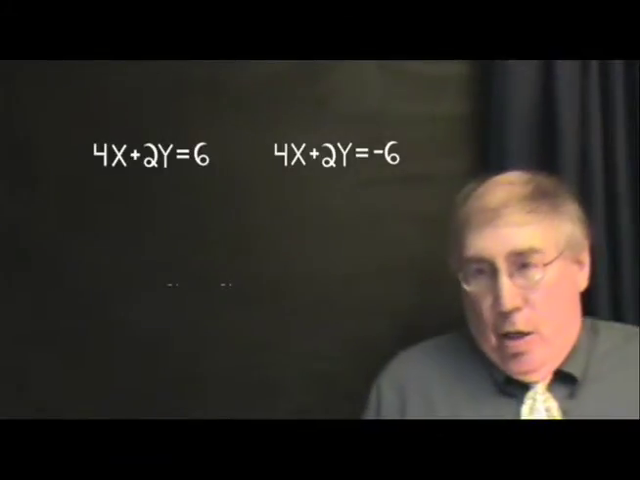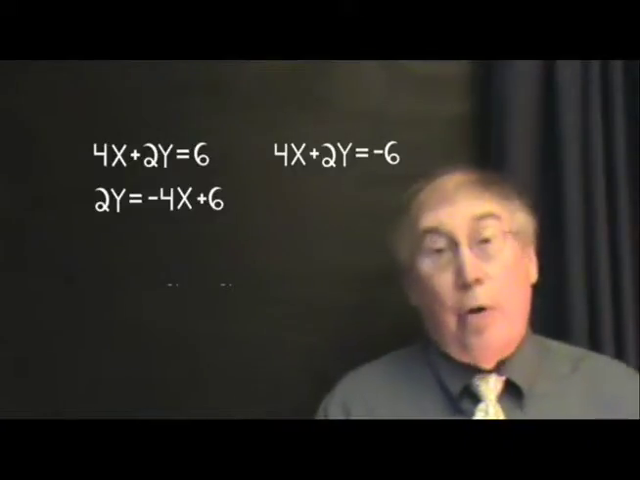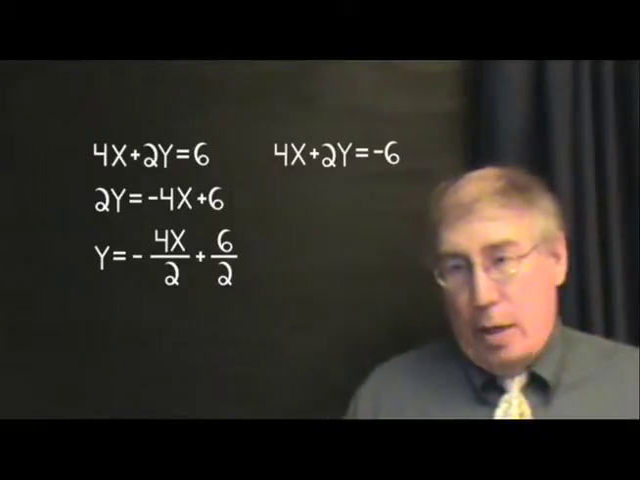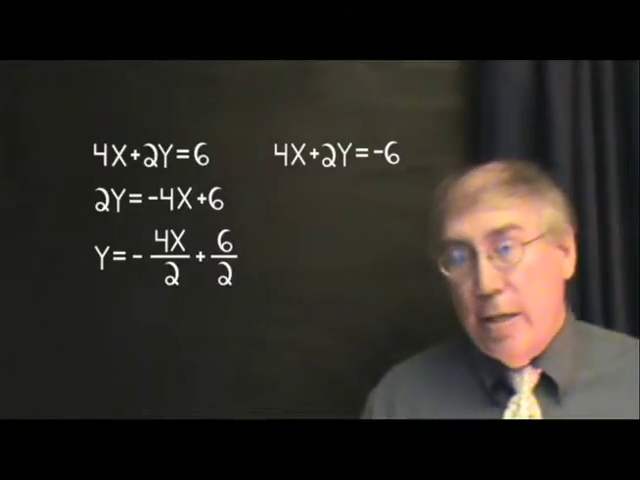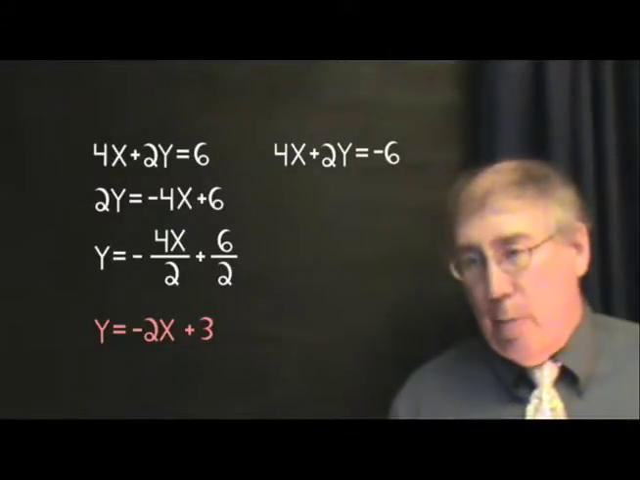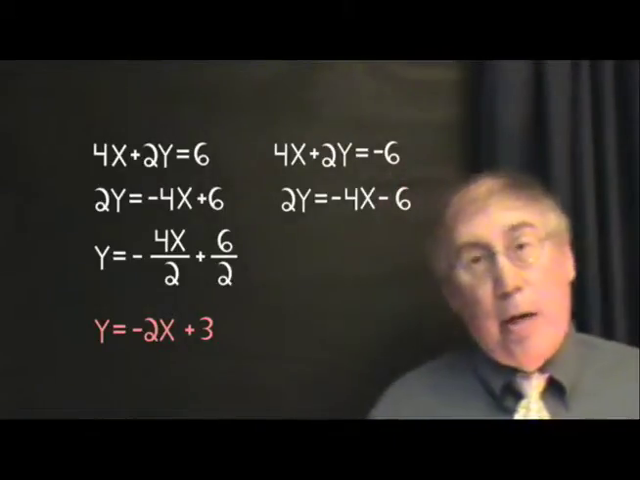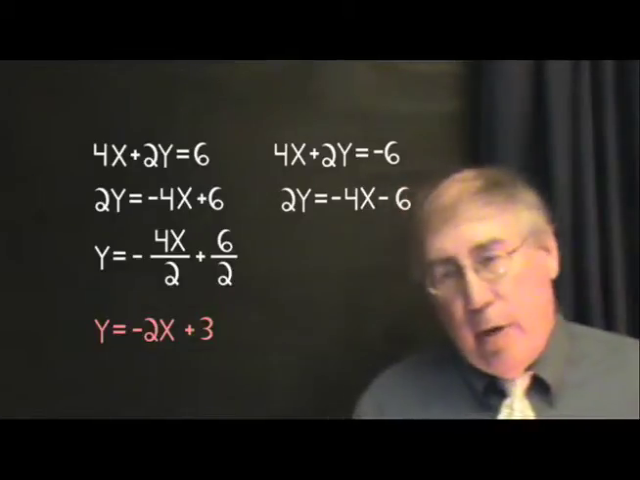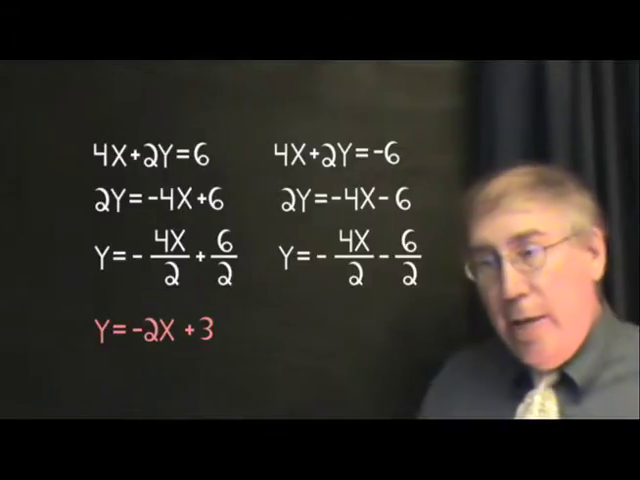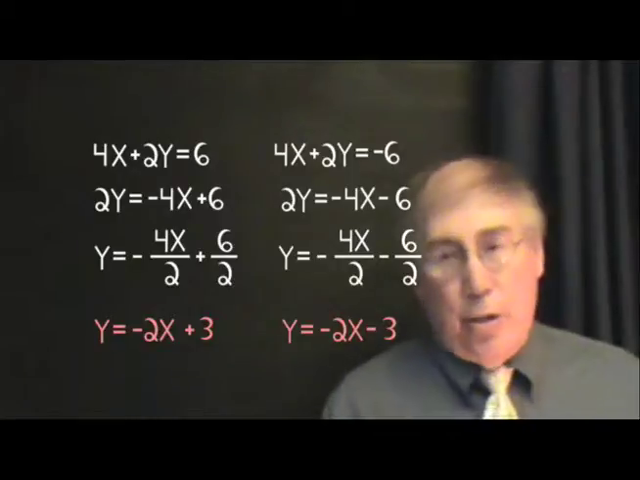Now here, what we need to do is get these two equations in the standard form for graphing a line. So we need to solve for y. On the left hand side here, we subtract 4x from both sides, and then we divide through by 2. So we get y equals -2x plus 3. And on the right hand side here, we subtract 4x from both sides, and then we divide through by 2, and in the end we'll get y equals -2x minus 3.